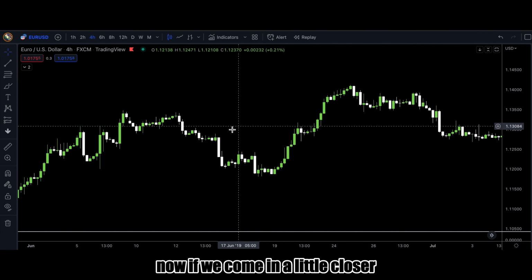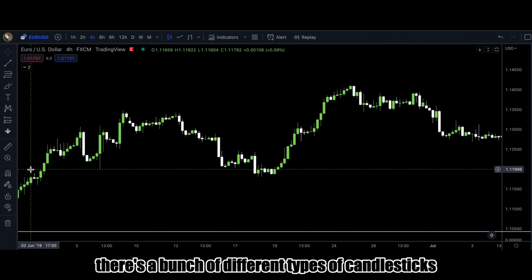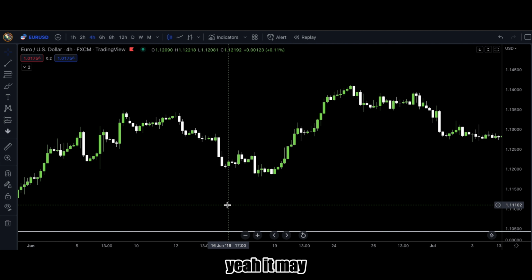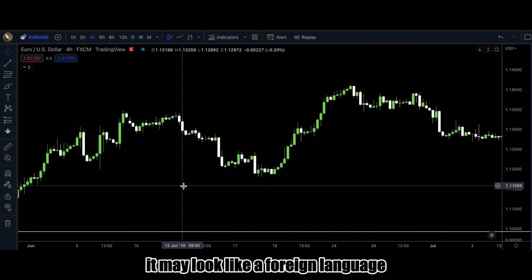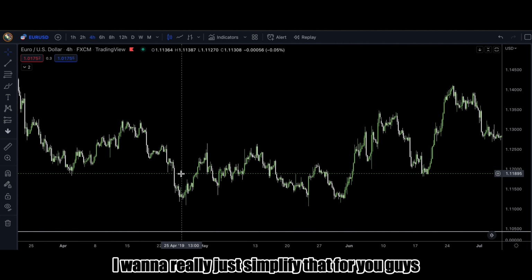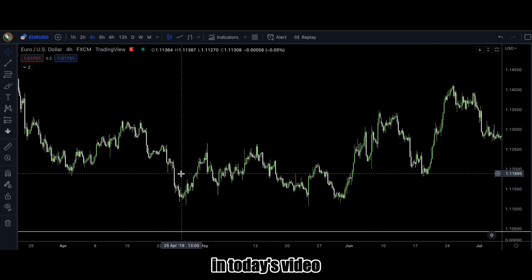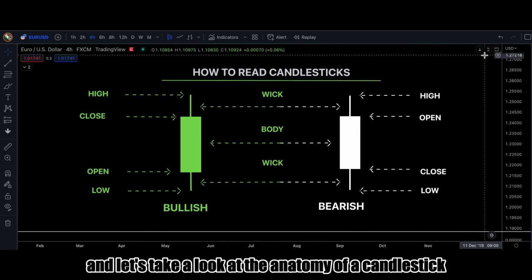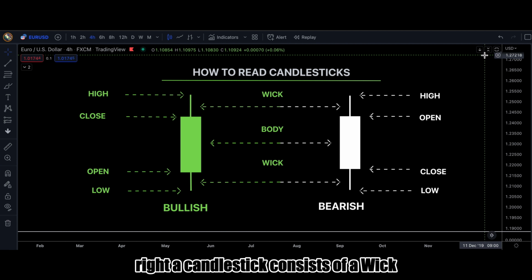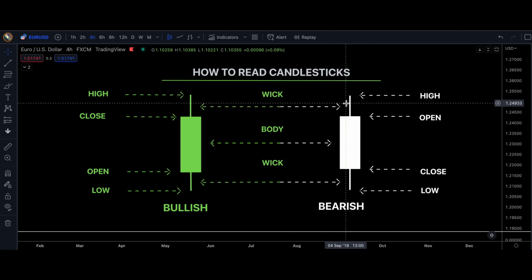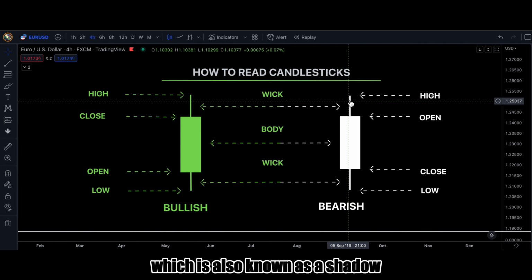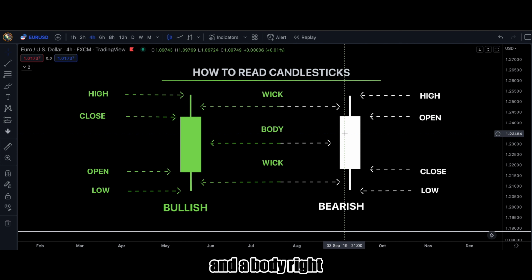Now, if we come in a little closer, you can see there's a bunch of different types of candlesticks, and looking at them, yeah, it may look like a foreign language. But what I want to do is I want to really just simplify that for you guys in today's video. Now let's go ahead and let's take a look at the anatomy of a candlestick, right? A candlestick consists of a wick, which is also known as a shadow, and a body, right?